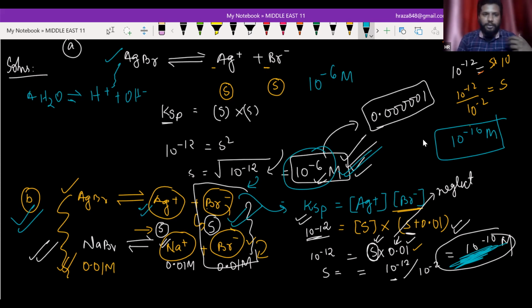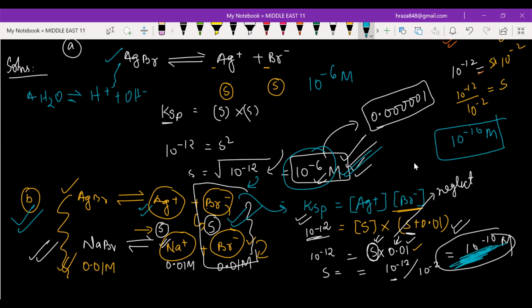Why does it happen? Because it has some common ion which affects its equilibrium. So in order to nullify or cancel its effect on equilibrium, it will move to the left hand side, that means the reactant side. Is this clear? Yes, sir. Clear.